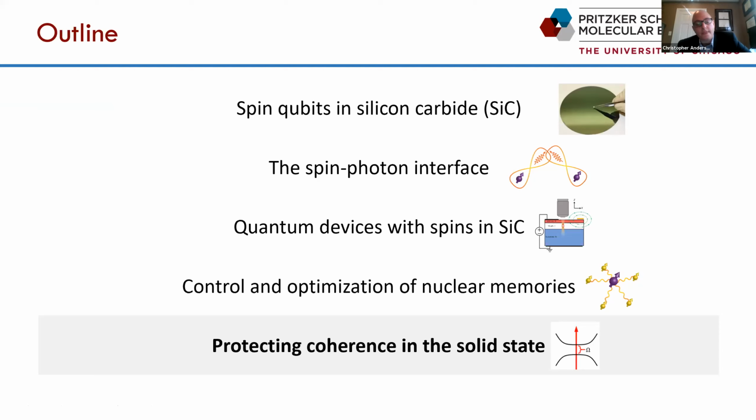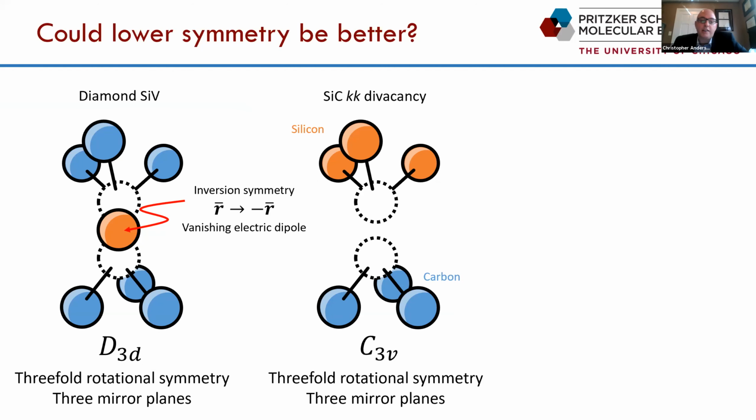At the end, I want to briefly highlight some of our other recent work about protecting coherences even longer. Besides isotopic purification, reducing the magnetic noise, what else can you do? One of the interesting questions that the field has been talking about a lot is this idea of symmetry. The divacancy in silicon carbide and the NV center in diamond have this C3V symmetry.